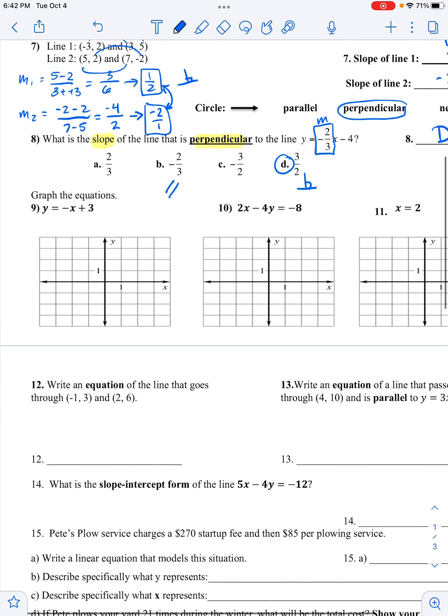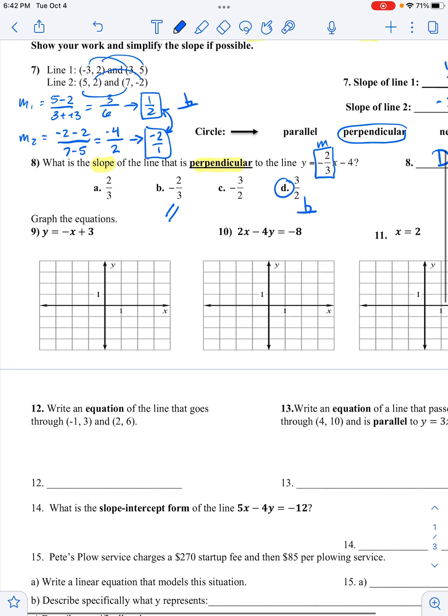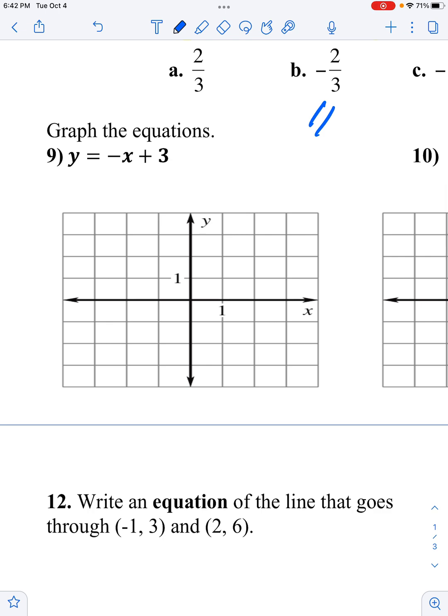Okay, so this is slope-intercept form. We're going to do some graphing now. And this one is y equals mx plus b. And so this is my y-intercept. It's where I start on the y-axis. So 1, 2, 3, positive 3. That's where I'm going to start.